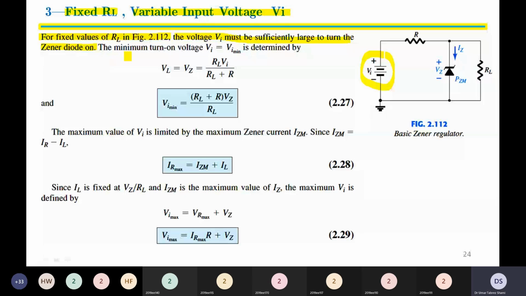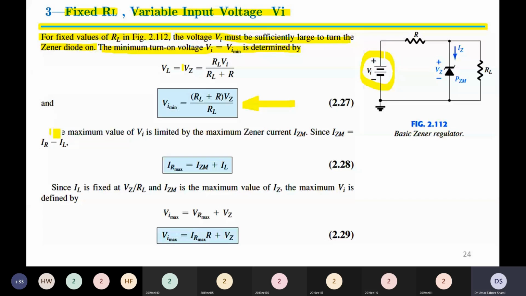The minimum turn-on voltage is determined by load voltage VL = Vz = RL·Vi/(RL + R), and we rearrange this equation to get the minimum input voltage, that is Vi minimum = (RL + R)·Vz/R, equation 2.27. This is our minimum input voltage that we can apply.